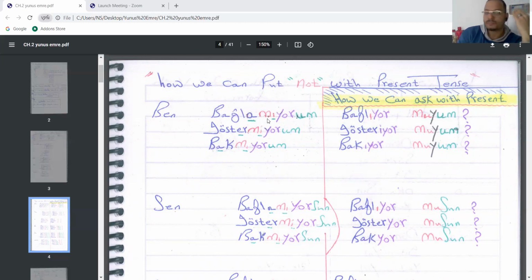And here, because I put m in the middle of this form, that means we don't have two vowel letters near each other, so it's not necessary to delete any vowel letter at the end of these verbs. It will be bağlamıyorum, göstermiyorum, bakmıyorum, okay?